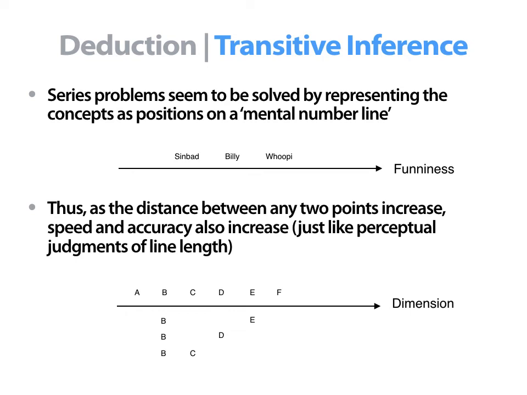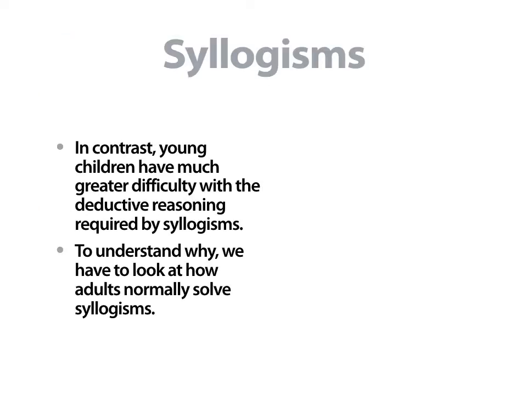So it seems that we're solving these series problems by representing the items to ourselves as something like lengths of a line, where every item is a different length on the line. Now, in addition to this, there's something like the mental number line that maybe is involved in syllogisms.